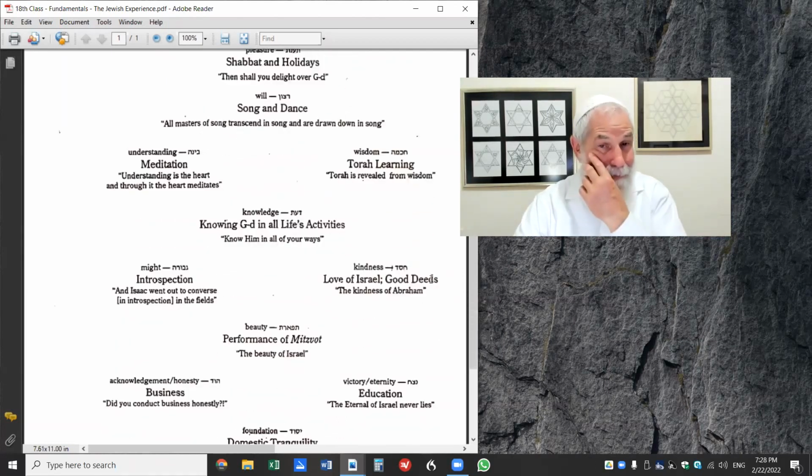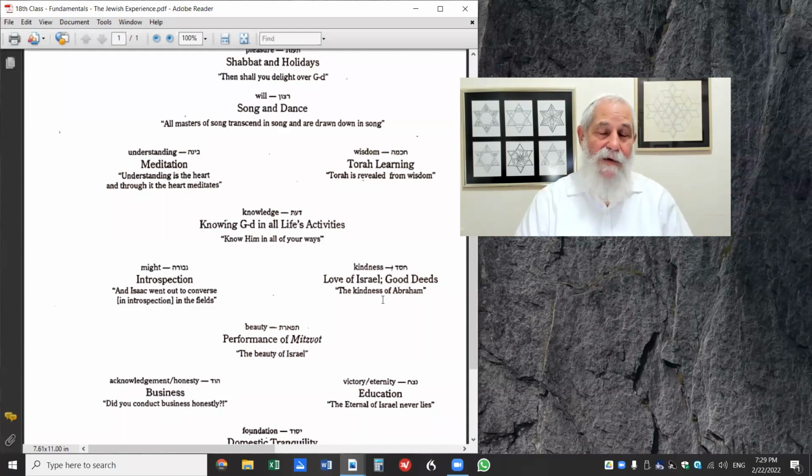In Chesed, this is an obvious one. This is love of Israel and doing good deeds. And through that, love of all people and all creation. And it comes from Chesed Avraham. It's a verse that Chesed is attributed to Avraham. Avraham is always connected to Chesed.